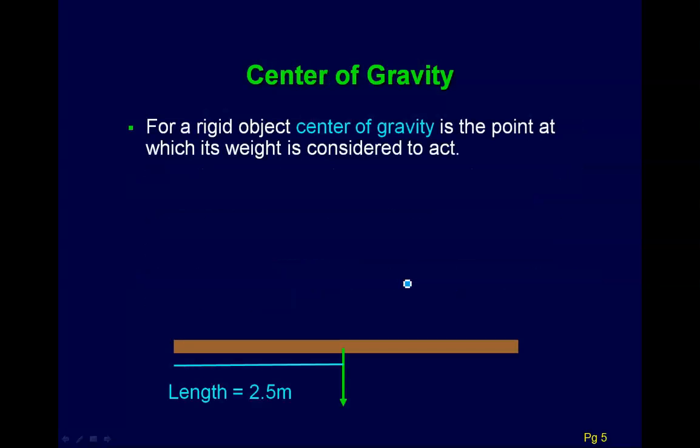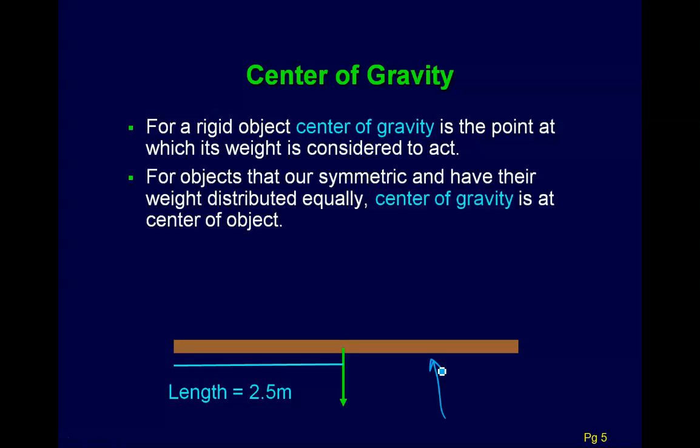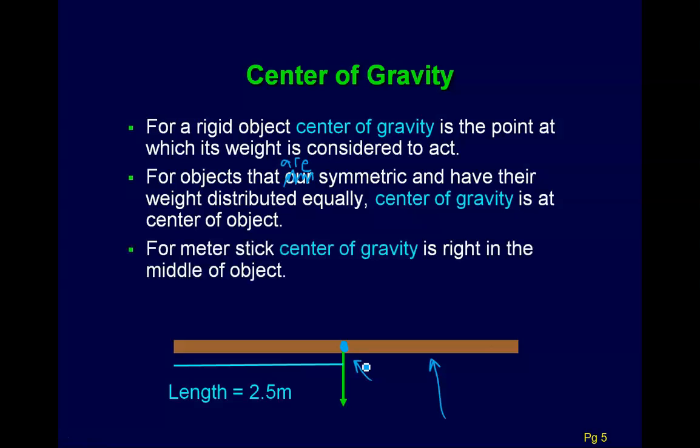And the final thing before we solve some problems is this concept of center of gravity. For a rigid body, and they have a little picture of a beam here, the center of gravity is the point at which the weight is considered to act. Now, for objects that are symmetric and have their weight distributed equally, the center of gravity is at the center of the object. And you can think of all of the mass as acting at this point right here, okay? That'll simplify things and make things much easier, but it is a little bit tricky when you first get started thinking about that.